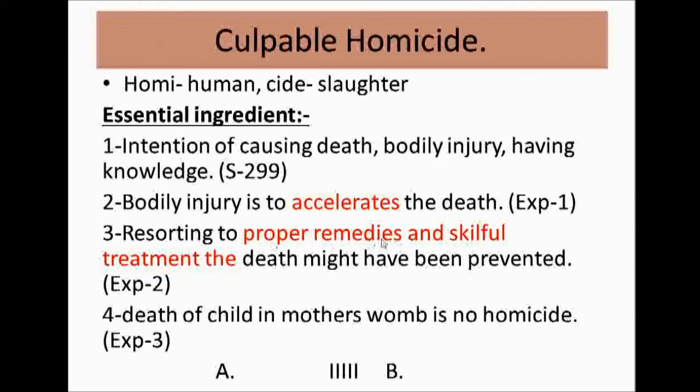The third essential is that by resorting to proper remedy and skillful treatment, the death might have been prevented. So the third essential is simply saying that the injury was not so severe in nature, and if proper remedy or skillful treatment is given at the time, then death can be prevented. This is provided under explanation 2. The third explanation talks about the death of a child in mother's womb, which is not homicide.